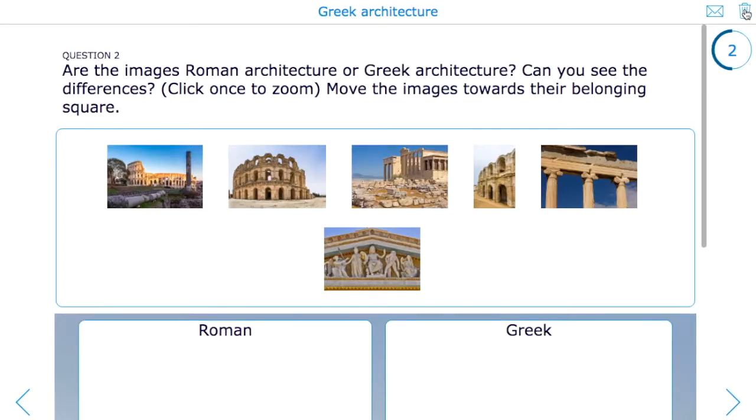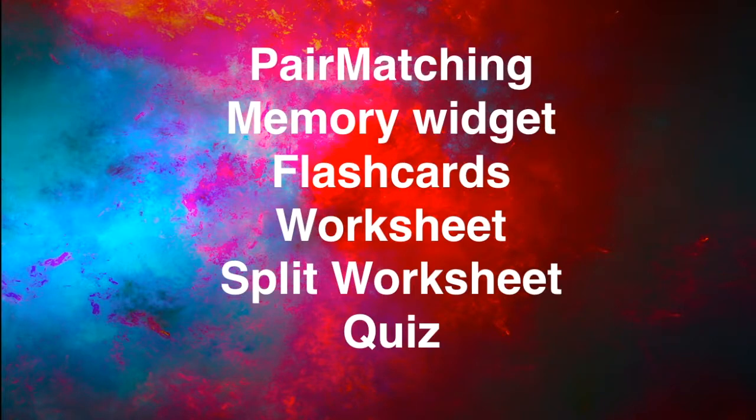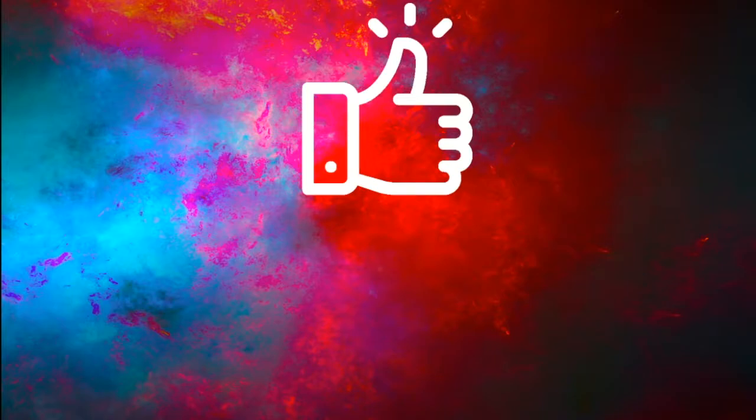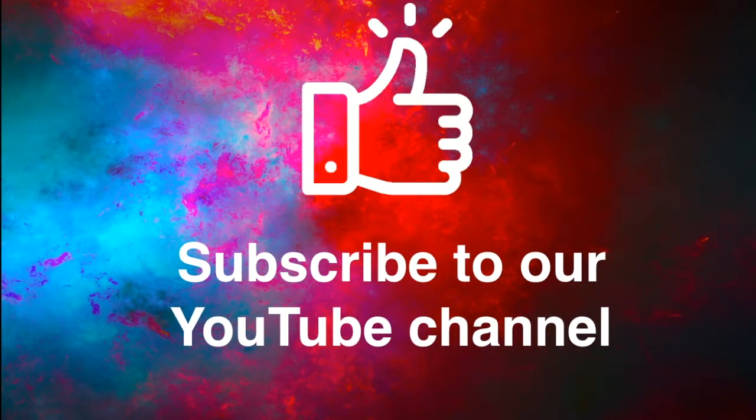This feature is possible in several widgets, like in the pair matching widget, the memory widget, flashcards, the worksheet widget, the split worksheet widget, and the quiz. The possibility to zoom in on pictures gives your lesson a whole new dimension and much more possibilities. Take a look at the blog post mentioned below for more lesson examples.